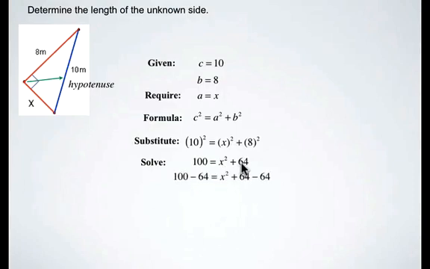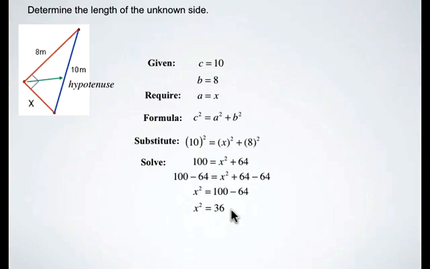So now what we've got to do is isolate our X squared term. So what we're going to do is subtract 64 from both sides of the equation, and if we switch this around, we get X squared equals 100 minus 64. So all we've done is subtract 64 from both sides and switch the equation around. And 100 minus 64 is 36. So we have X squared equals 36.